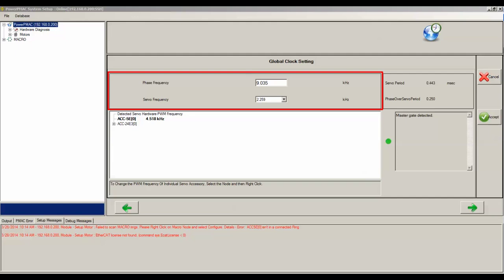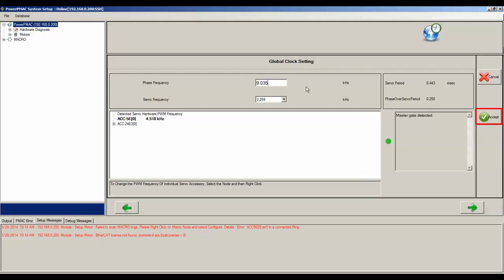For most applications, the default servo and phase clocks shown here are sufficient. If you expect higher servo rates, however, a good general rule of thumb is to choose a servo rate at least 10 times that of the desired closed loop bandwidth. For our training purposes, we will just leave the clocks at default. Click Accept on this screen, and then click on the Next arrow.